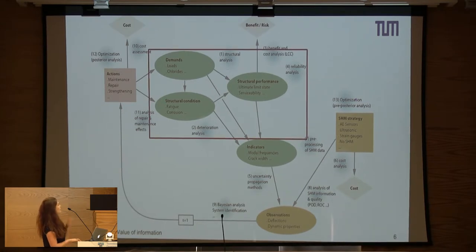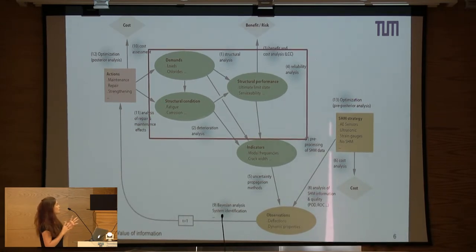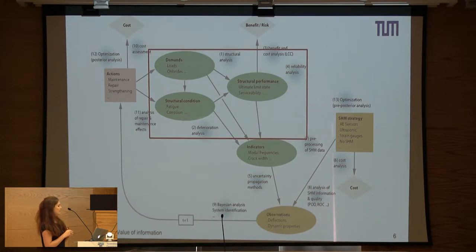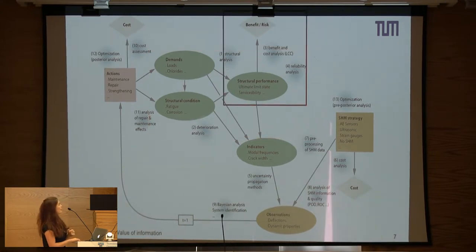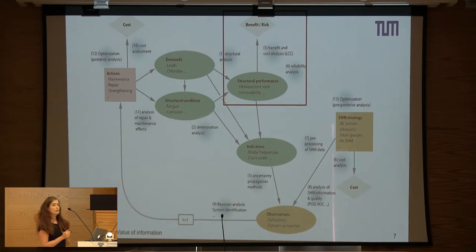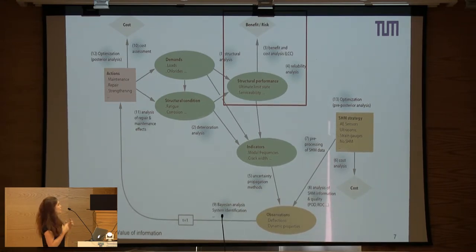And then here we can identify different blocks. The first block basically represents the reality of the system considered. So the links between the demands on the system, the structural condition, and then that join together with the structural performance. Then we have a cost model associated with the performance of the system, which has to be defined.